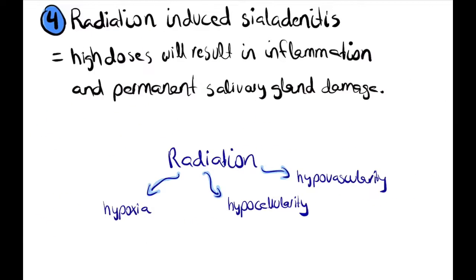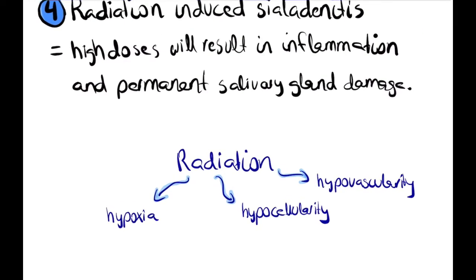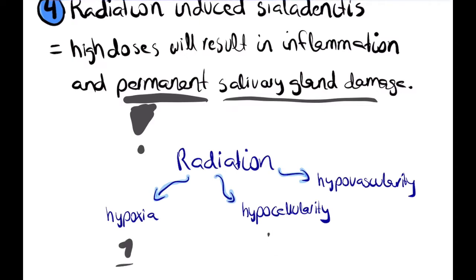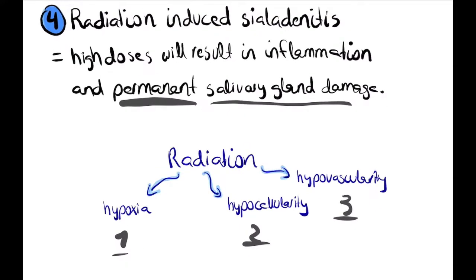The fourth type is radiation-induced sialadenitis. The patient gets high doses, which result in inflammation and permanent salivary gland damage. Due to irradiation, it leads to, and this is really important to memorize, hypoxia, hypocellularity, and hypovascularity. So radiation-induced sialadenitis can lead to many diseases.